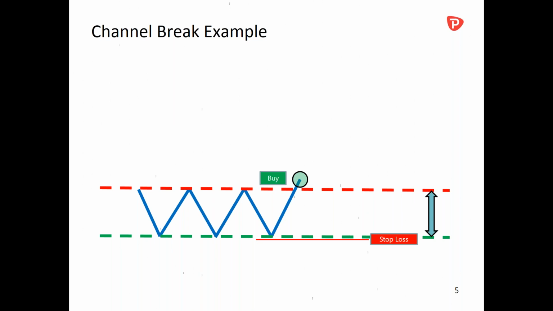So here we've just got a channel, very, very basic. Great thing about pattern trading, one of the reasons we love pattern trading, is because we can take the distance between the resistance and the support of this channel, so between those touches, and then we can say that that should be our take profit level.